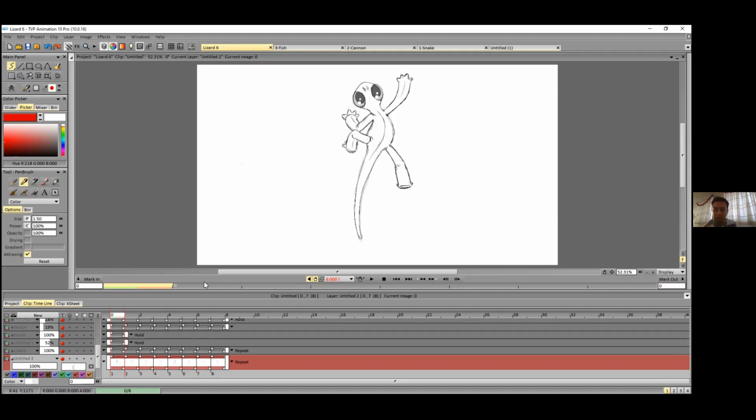Actually, every walk cycle has 4 keyframes.